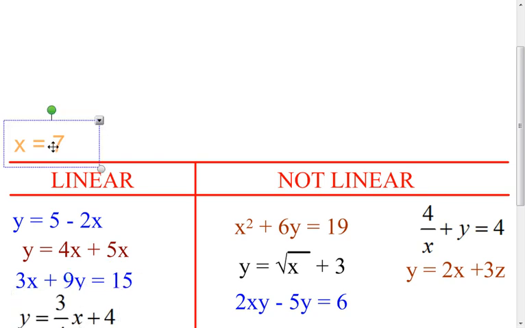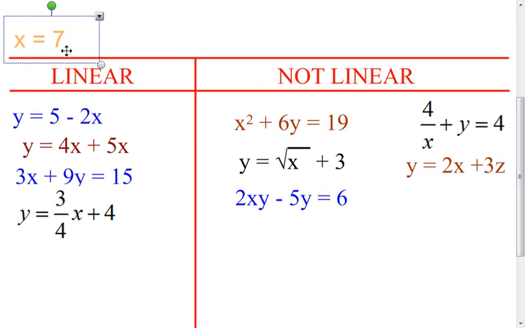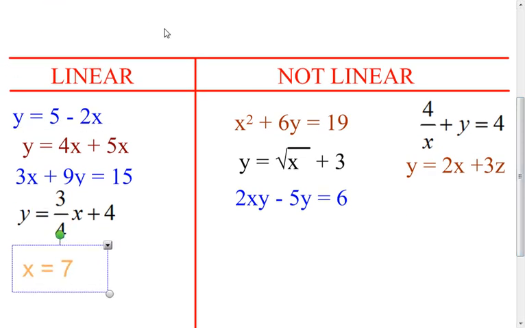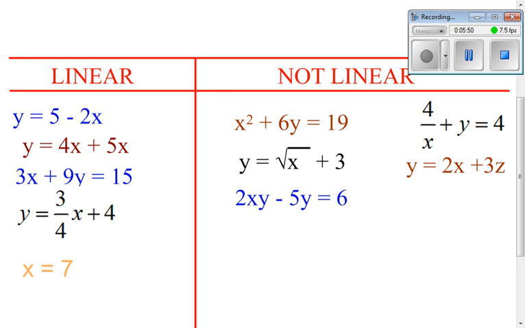And then the last one, x equals 7. I know it only has one variable in it, but that's okay. It just can't have more than two. It's okay if it has less than two. It just can't have more than two. So that one is also linear. So hopefully that helps you decide which equations are linear and which are not.